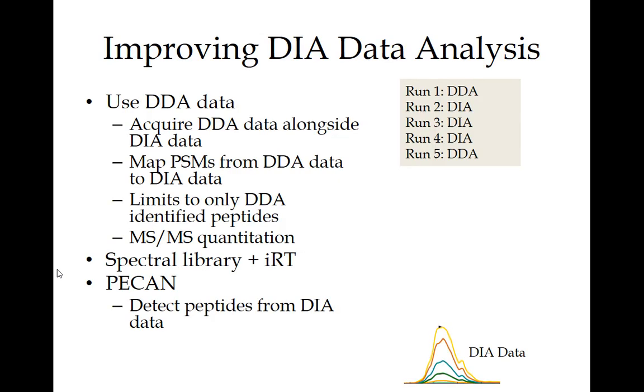So now we're going to imagine that we've done an experiment where DDA data was acquired alongside the DIA data. Imagine you had a DDA run here and a DDA run here, and some DIA in the middle. This is still a limited analysis, but it's good for demonstration. You're limited to only these DDA-identified peptides, which is definitely not optimal, but it's a good way to get a jump start and get your feet wet with DIA.